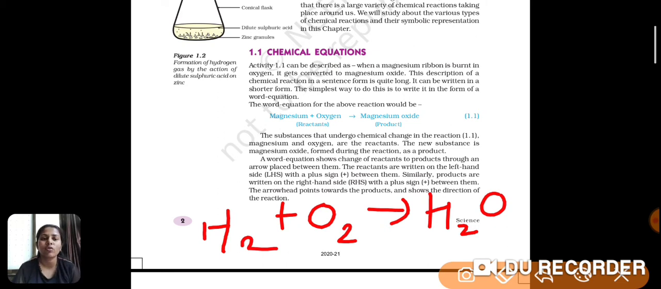So here H2 plus O2 is the reactant side and H2O, that is the product which we formed, that is the product part. That much you know, right?